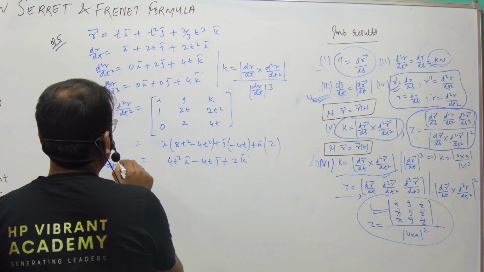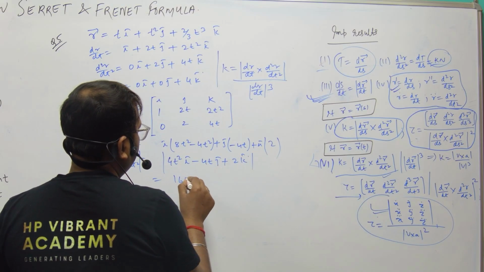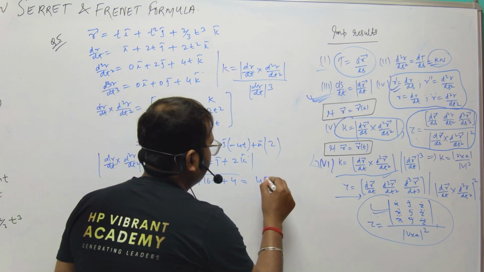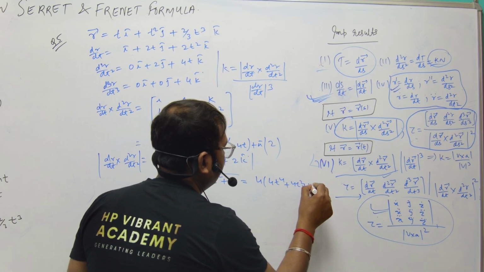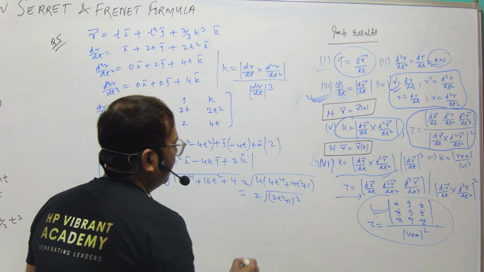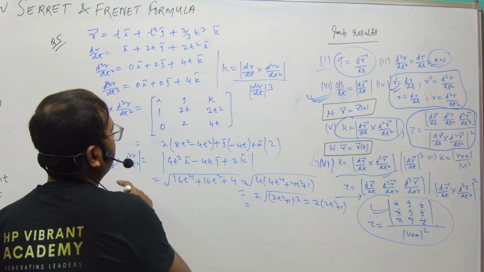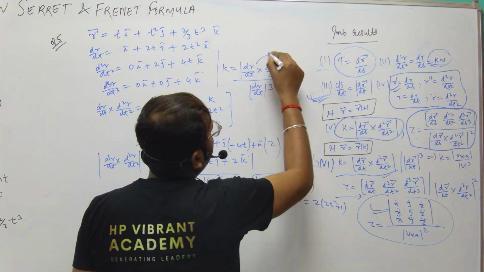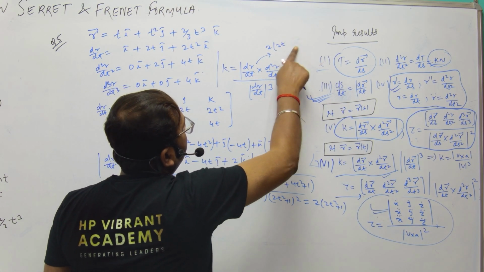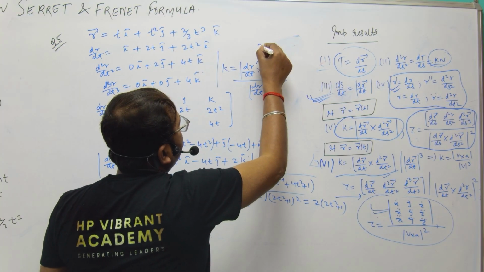Let us take the modulus here. The modulus is the square root of 16t to the fourth plus 16t square plus 4. Let us take 4 common: 4 times the square root of 4t to the fourth... that is, 4 times of t to the fourth plus t square plus 1, which is a perfect square, so the value is 2 times of 2t square plus 1.